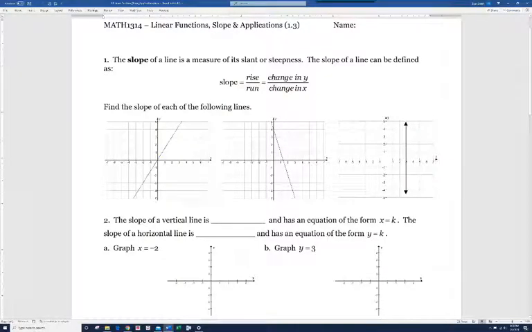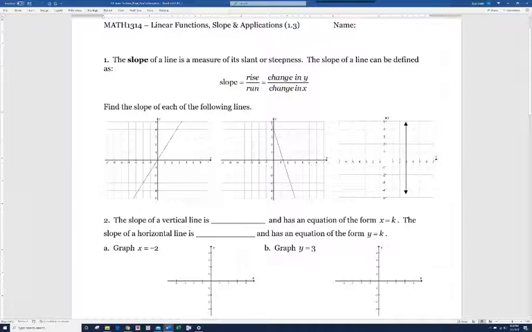In this function, I'll be talking about linear functions, slope, and applications. So, we already learned how to plot points to graph linear functions, and we also used the intercepts, two special points, to graph linear functions. I had told you that there's an easier way, and in this lesson we'll talk about the slope-intercept method. But before we do that, we need to discuss slope.